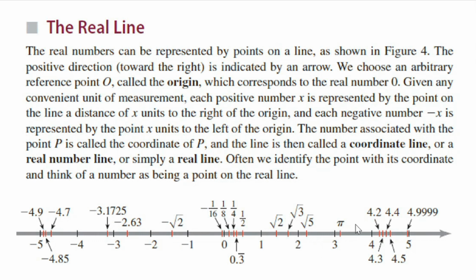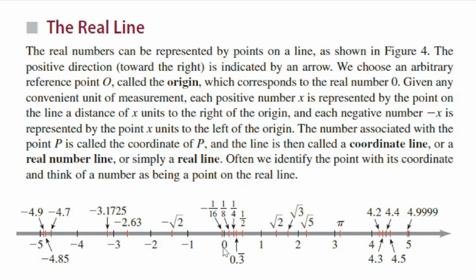The number associated with the point P is called the coordinate of P, and the line is then called a coordinate line. As you can see here, I have the red line. This is the point P, or the coordinate of P, and that line is what we call the coordinate line, or the real number line, or simply a real line. Often we identify the point with each coordinate and think of a number as being a point on the real line.